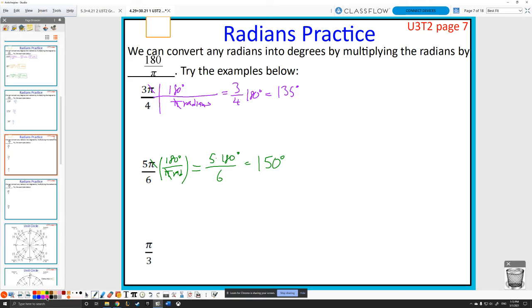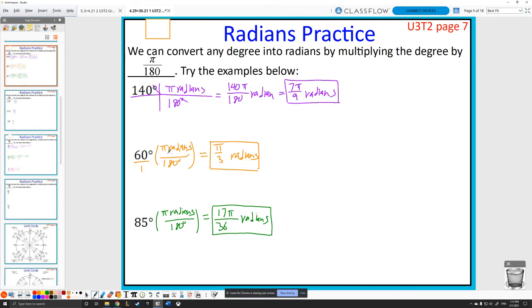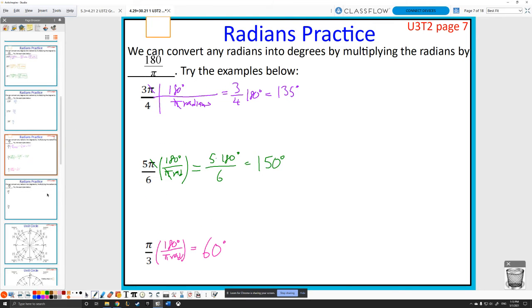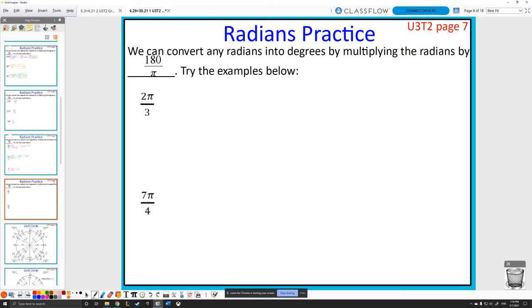And last but not least, with pi over 3, same deal, 180 degrees over pi radians. This is going to give me 60 degrees, which is what we had earlier as well. 60 degrees was pi over 3. Pi over 3 is 60 degrees. Again, if you want to try these for yourself to make sure you know what you are doing, this is going to be 120 degrees. 7 pi over 4 is 315 degrees.